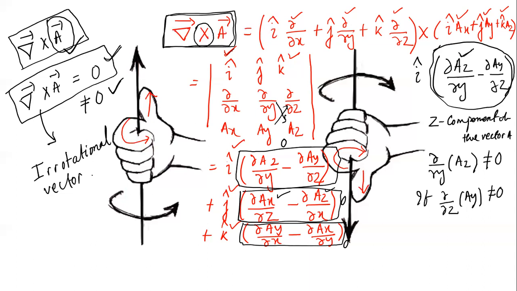So mathematically, I hope you understood the representation of the curl of a vector field. Now let us see the physical significance of the curl of a vector field. What is the physical significance of the curl of a vector field?